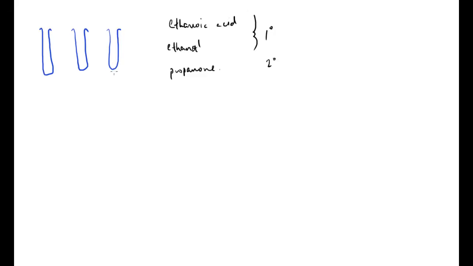And you could say, right, well, I'm going to do some tests on this. First of all, you could test to see which one's the acid, and you could add something like a carbonate, and that would allow you to tell which one's the acid. And that would write off one of these.